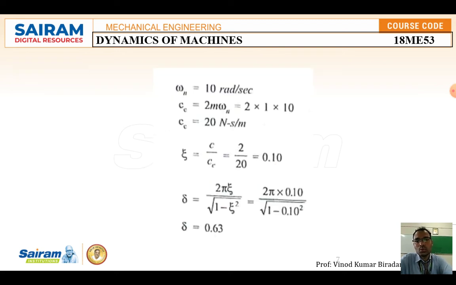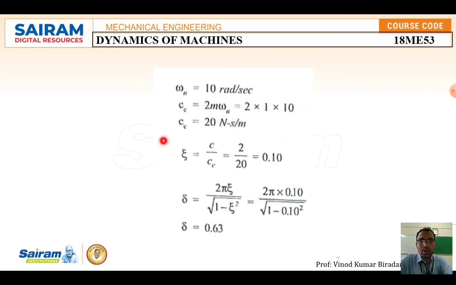So omega n is equal to what? 10 radian per second. Okay, so again we have the formula for Cc, the critical damping coefficient, Cc is equal to 2m omega n. So 2 into mass, which is given as 1, and omega n, which we calculated here as 10. Finally we are going to get Cc, the critical damping coefficient, equal to 20 Newton second per meter.